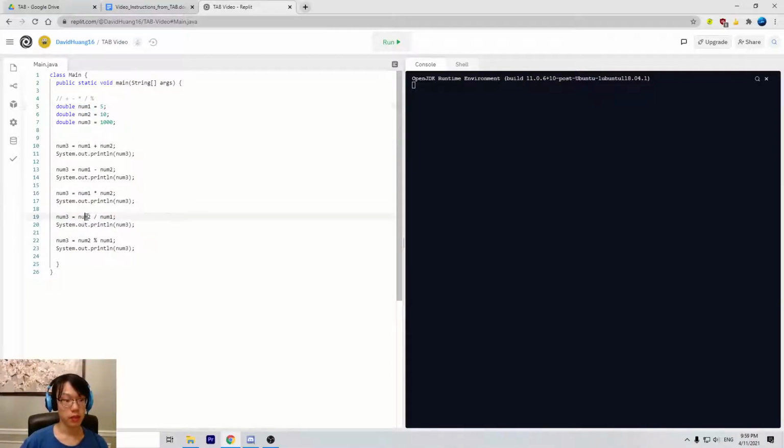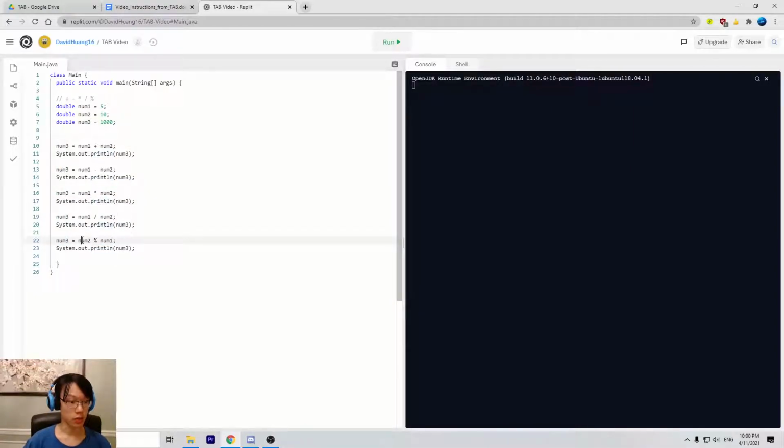Finally, num3 reassigned num2 divided by num1, so you get 10 divided by 5. It doesn't matter that they're doubles, since this is num2 divided by num1, which would be 2. If this were num1 divided by num2, this would still be fine since they're doubles, and you would get 0.5.